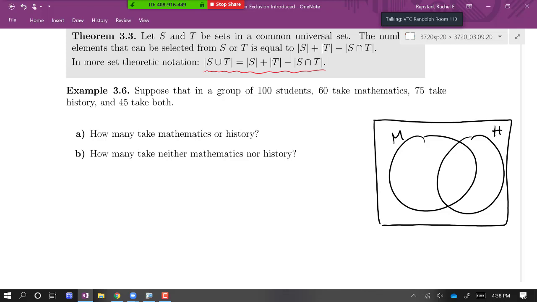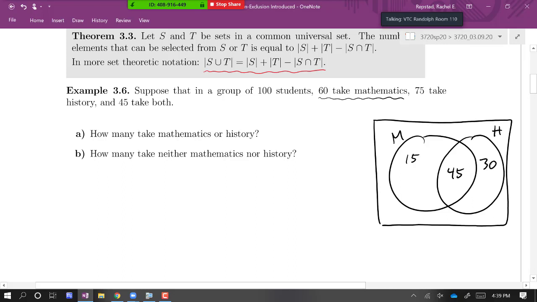When you're filling in values in a Venn diagram, always start on the inside and work your way out. The one thing I know for sure is that 45 students are taking both, so there's 45 in this overlap. Now they tell us that 60 students take mathematics, but that includes the students who are taking both, right? So what number goes over here in the math crescent shape? 15, yep. Because that'll bring us to a total of 60. How many in the history crescent shape? Yep.